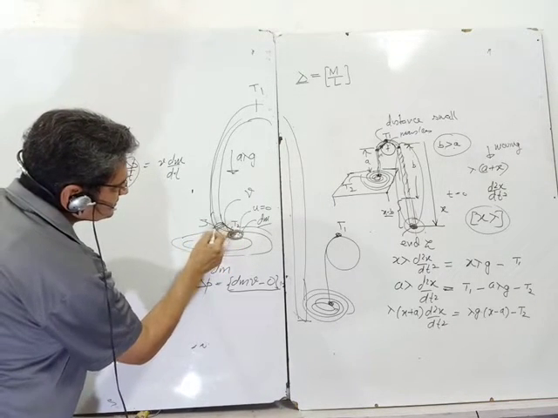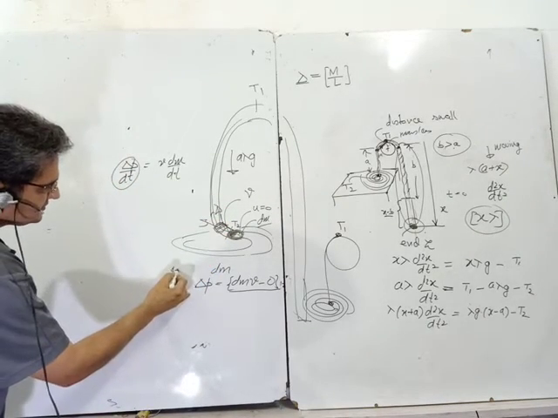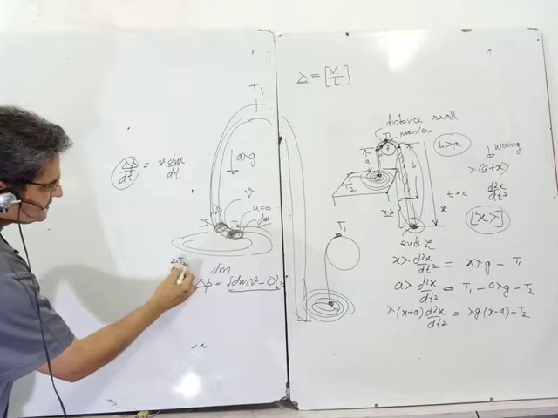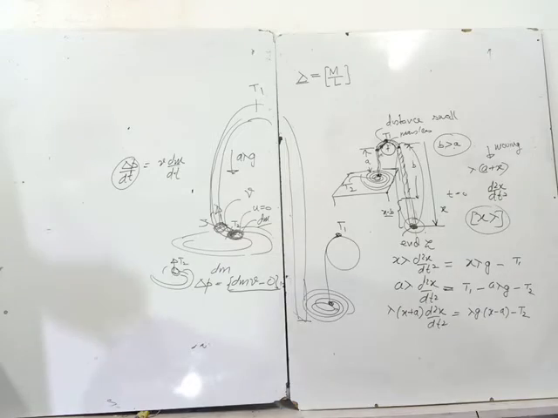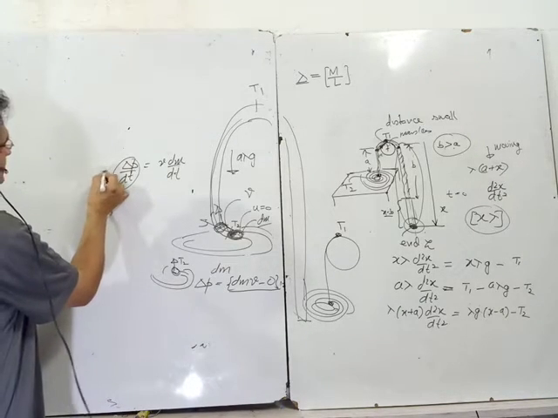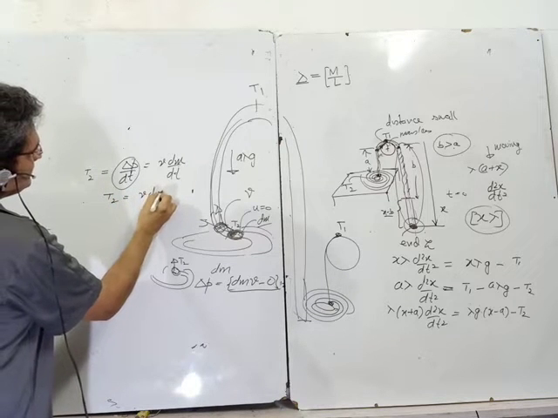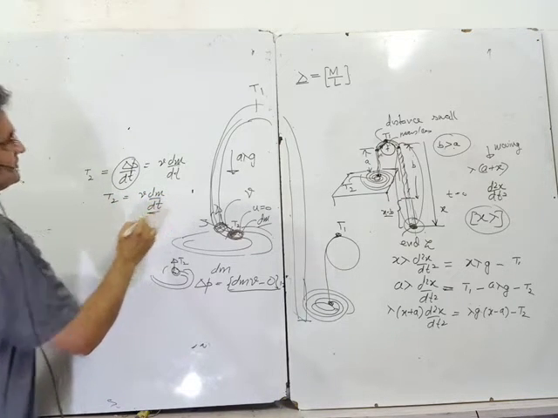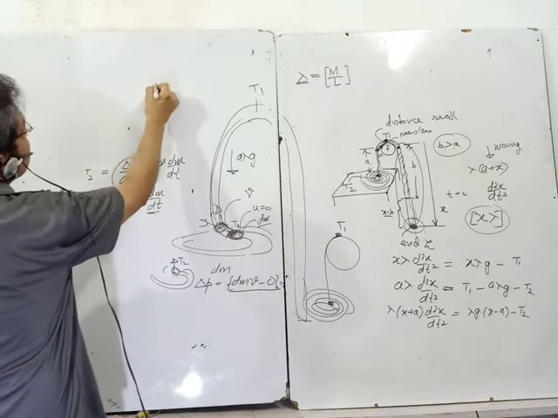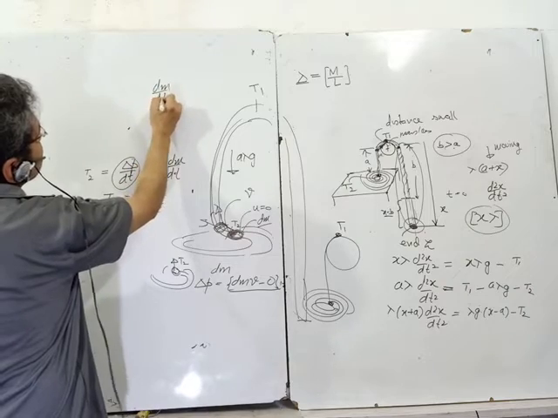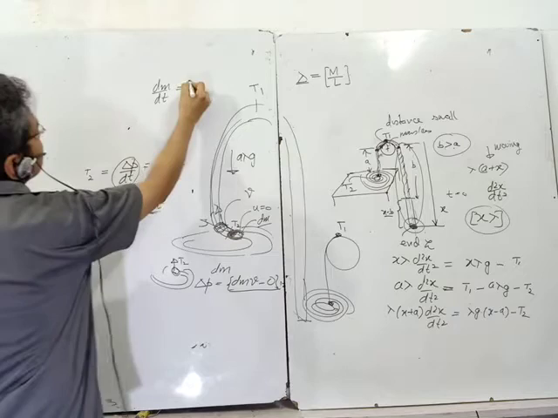So don't say that we have to take the component. Actually it is somewhere here. The chain is just starting to move upwards, so the link is somewhere here. T2 is actually acting upwards, and the chain is lying somewhere like this. So this assumption has to be made. So this is actually T2. So the value of T2 is v times dm upon dt. Now what is the value of dm upon dt? You should also note, whenever there is a variable mass, when the rope is moving, it is nothing but lambda times v.